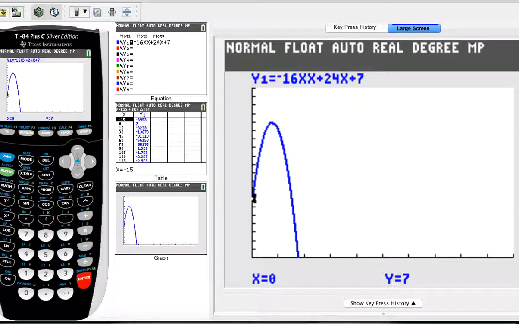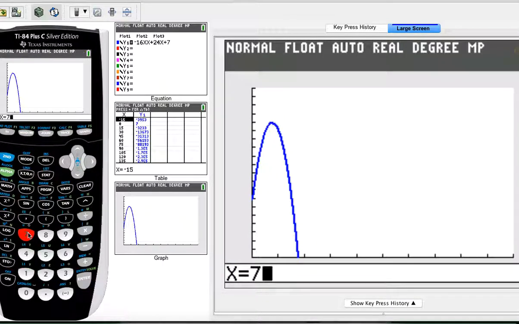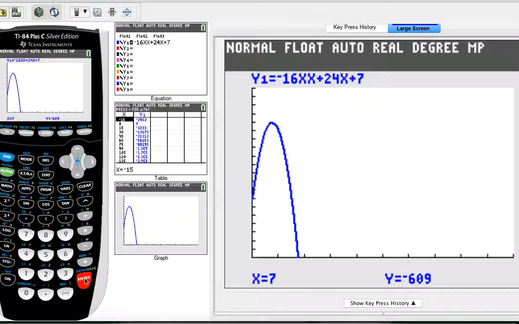So I can use the same button, second trace value, and I can hit x equals 7, and then I get negative 609. So, according to the graph, the answer is negative 609 feet. But this is where this lesson comes into play and where it's going to go more next class. I mean, the ball's on the ground, right? At 7 seconds, the ball's on the ground.